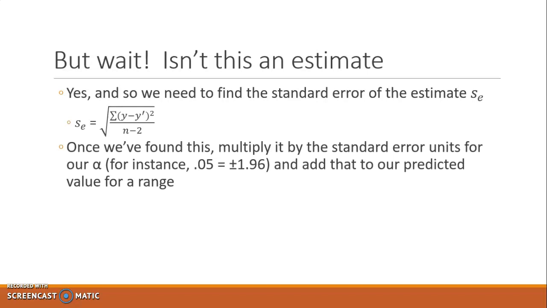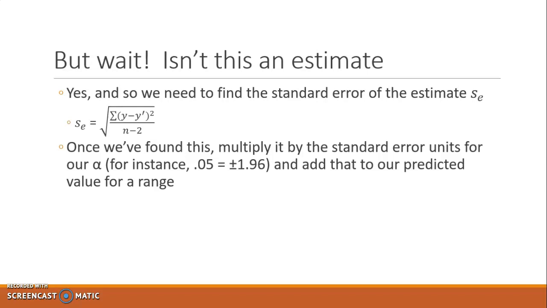Once we found it, you multiply it by the standard error units for alpha. For instance, a 0.05 alpha for a two-tailed test, since that's what we're talking about here, remember? It's two tails because it could be plus or minus. So this is 1.96 times our standard error. And you need to add that to our predicted value to give us a range.